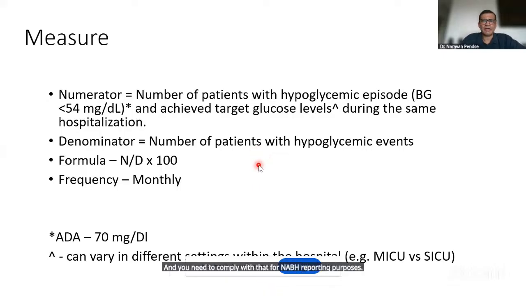And this is the value that NABH has defined in its KPI. So while the ADA and the clinical definition may be 70 milligram per deciliter, NABH has given 54 milligram per deciliter for their KPI reporting, and you need to comply with that for NABH reporting purposes. So it would be better if the hospitals take all cases as less than 70 in their count and separately report those less than 54 for NABH reporting purposes.